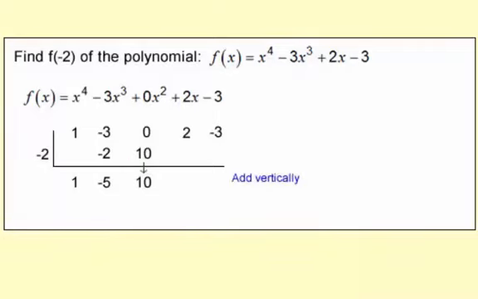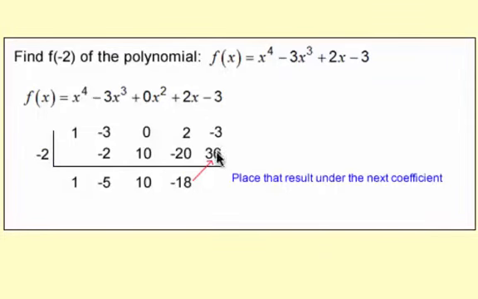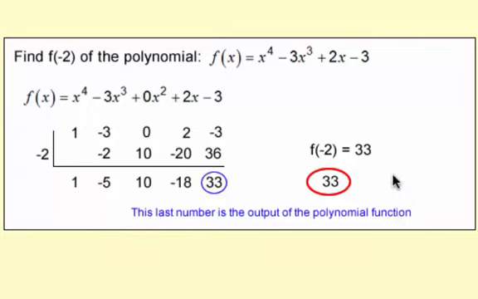And then you multiply again the input of -2 times 10. And then that result goes here. And then you add vertically, get -18. Then there's one more place, so you do these steps one more time: -2 times -18, which is 36, that goes under the -3. Then you add vertically, and you get 33. Now 33 is the output for an input of -2.